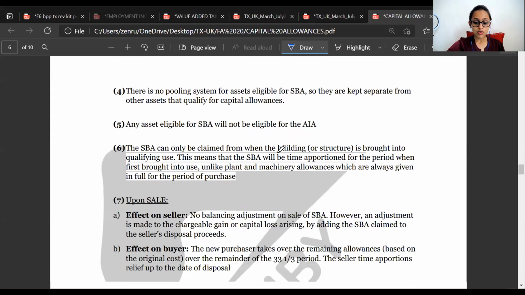And there is no pooling system, as in you're not putting this building in the main pool or a special pool, nothing like that. It's completely separate from the main format we studied. And there is no AIA for that. Also remember, we need to do time apportioning for SBA.